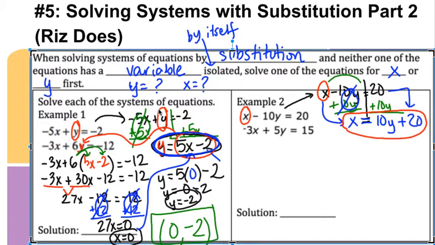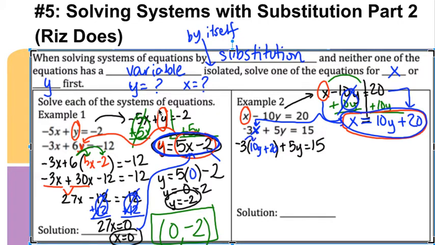So now, since the whole method is called substitution, I'm going to take this value and substitute it in for this x right here. Okay, so I'm going to rewrite it, negative 3, but instead of that x, I'm going to write 10y plus 20 plus 5y is equal to 15. So again, all I'm doing is replacing the variable with something that it equals.